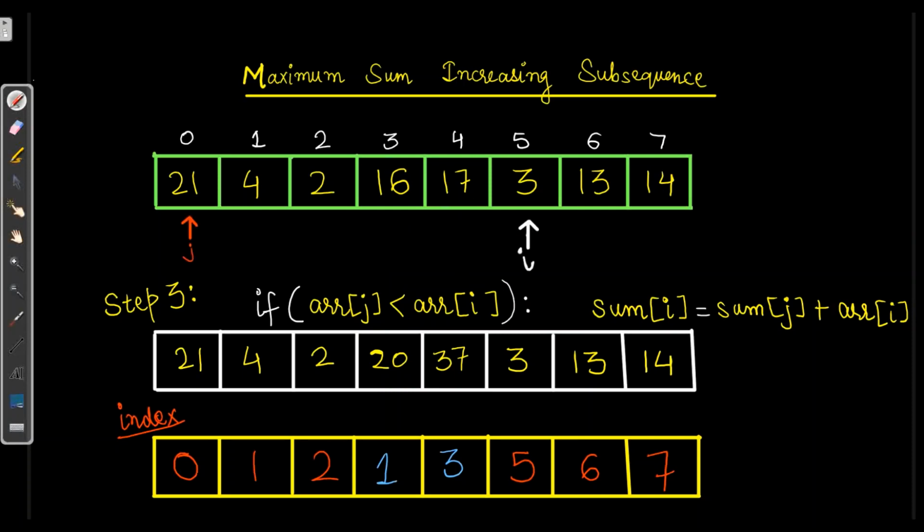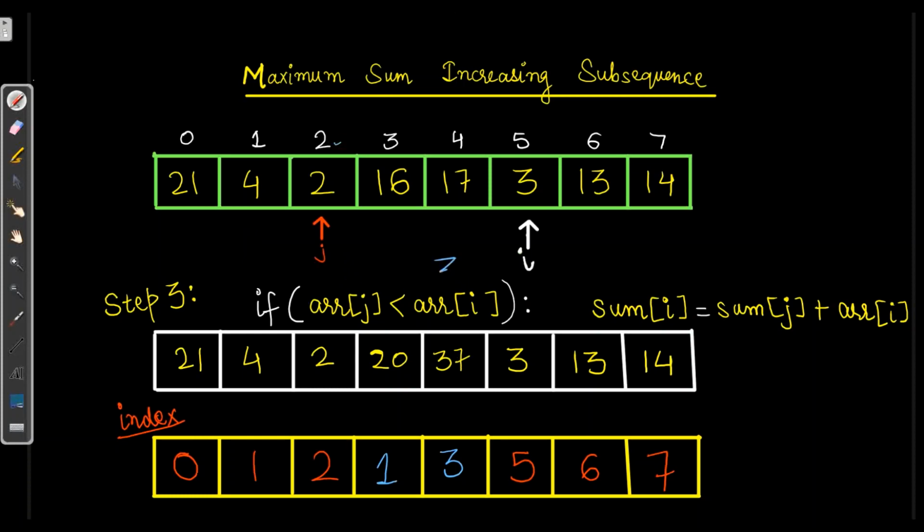Now for the next, i is shifted to 5th index, whereas j to the 0th index, where it will check whether 3 is greater than 21. No, so we will ignore it. Now I'll check for j at 1 index, where I have 4 value, and here 3. Is 3 greater than 4? No, so here I'll ignore it, and j will be shifted to 2nd index.